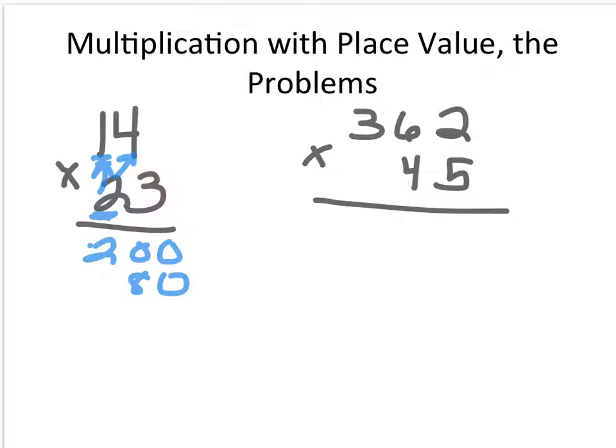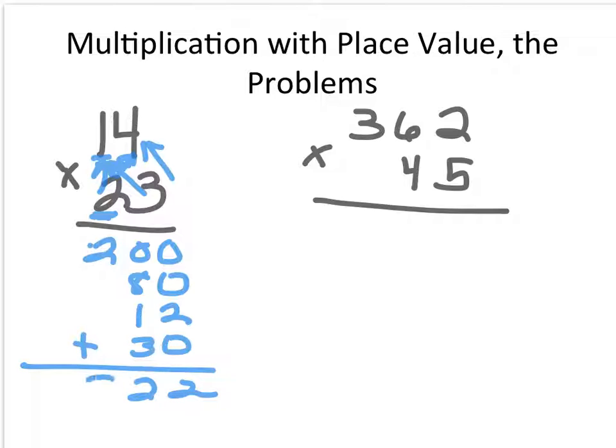Now I'm done with the 2, so I'm going to go over to the 3. 3 ones times 4 ones is 12. 3 times 10 is 30. And now I'm going to add those together to get my answer, which is 322. Now if you started with the ones, or if you started with the tens but did things in a different order than I did, you may have these numbers in a different arrangement, but those numbers should all be there.